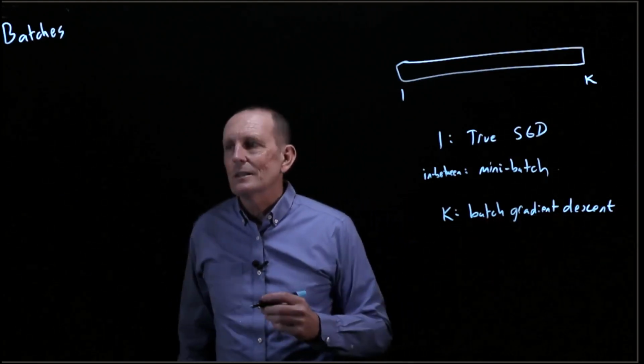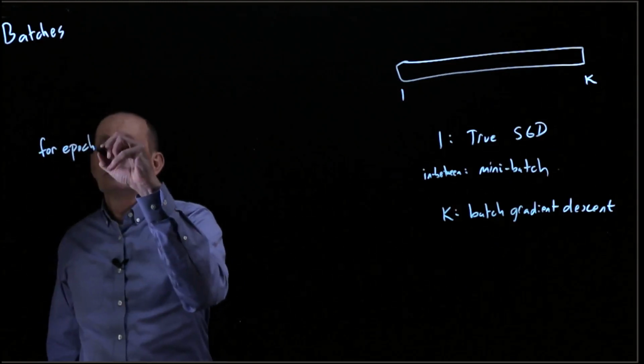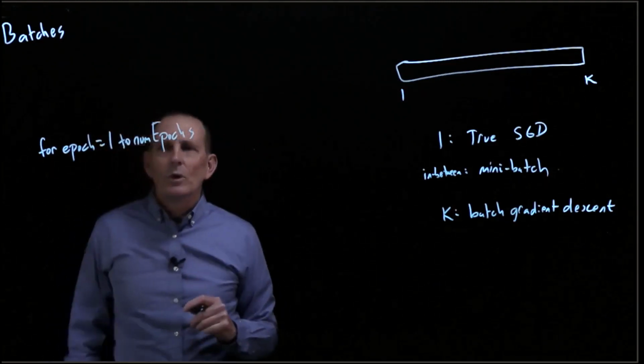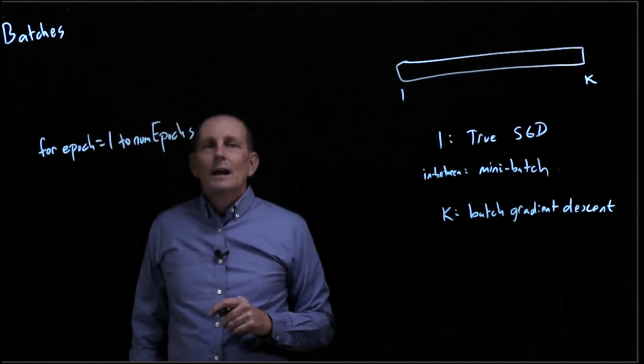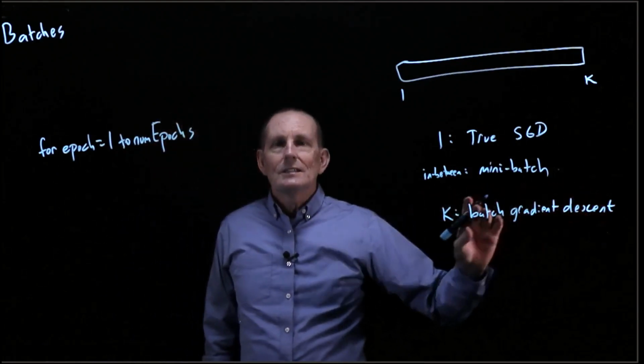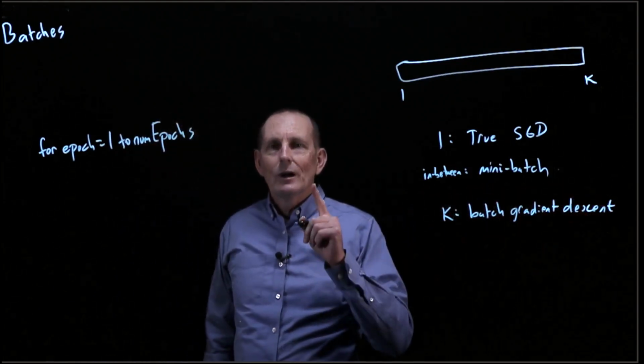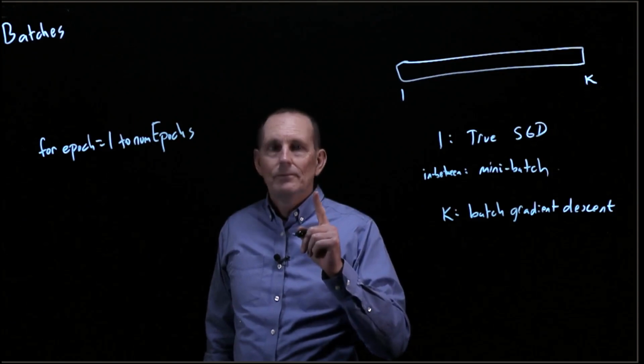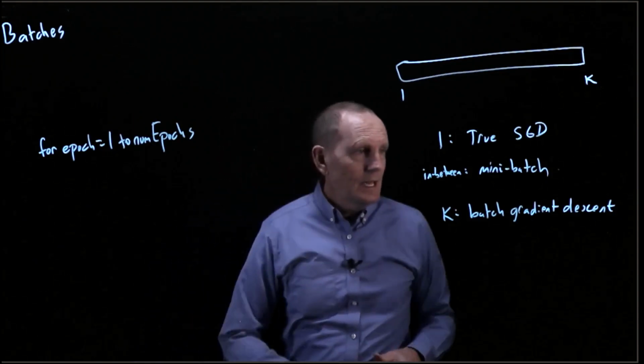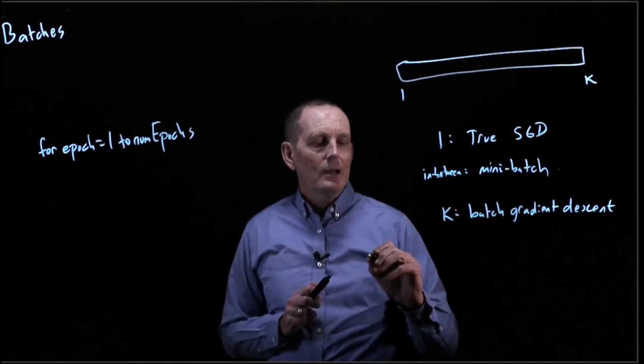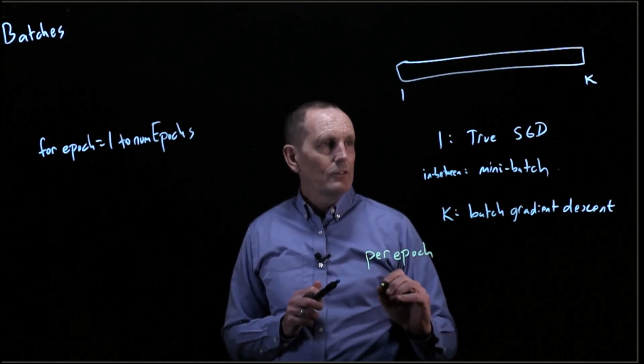So you might think, well, if we could, we'd always like to do it this way. Okay, but if we look at our epochs, we're going from 1 to the number of epochs. If we're using this batch gradient descent, then every epoch, we're updating the gradient once.